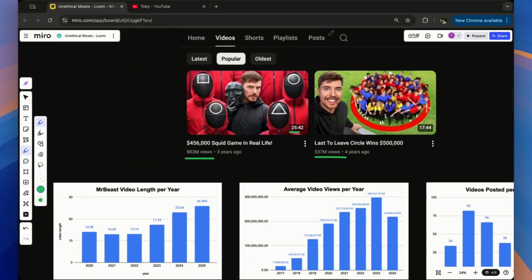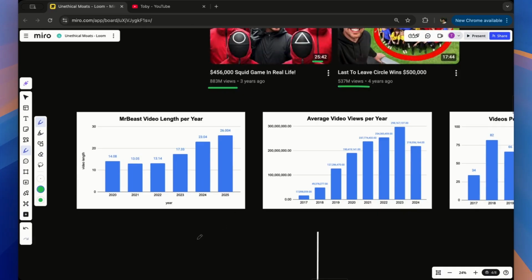Here are a couple charts I made from Mr. Beast for a video a while ago, and they're just really interesting. Like, for example, we have his video length over time. You can see in 2020, his average video length was 14 minutes, and now it's 26 minutes, really emphasizing that longer videos are killing it on YouTube nowadays.